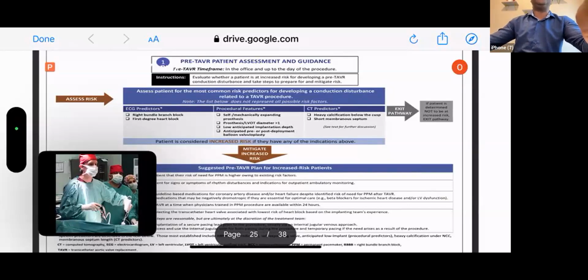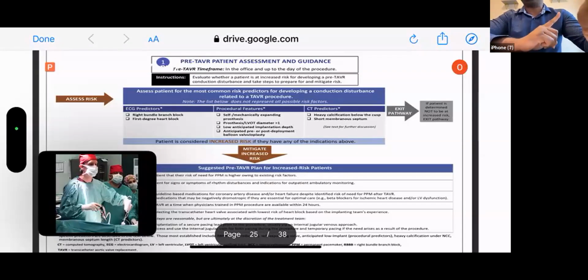So we counsel all these patients and tell them that they have a higher risk of needing a pacemaker if they have these increased risk factors. And then we screen the patient for any prior rhythm abnormalities. Sometimes we do some ambulatory monitoring first, to make sure they don't have any indication that would need a pacemaker even before the TAVR procedure.